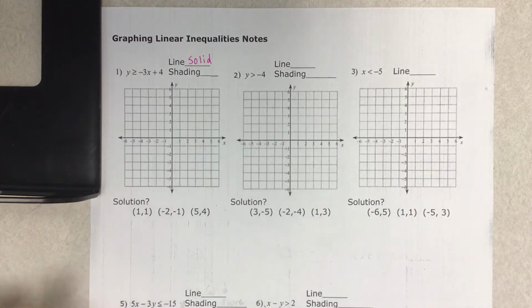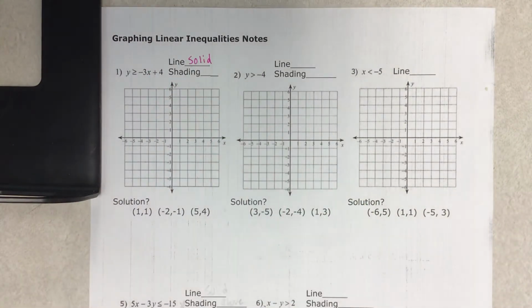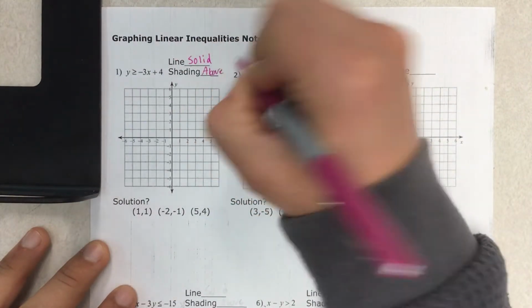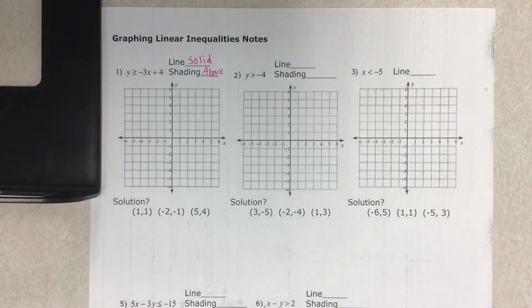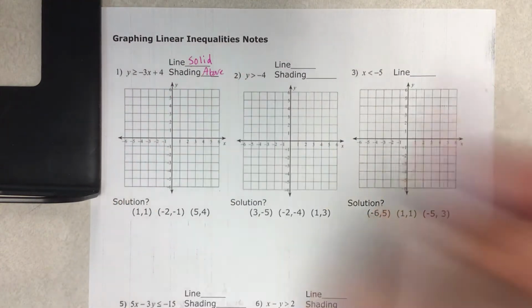And then as far as shading goes, again, this is greater than or equal to, so that lets me know that I'm going to be shading above. Okay, this was all in the last notes, so if you don't understand this, go back to the last notes, part 1. Okay, now we can start graphing. I'm going to go about this as if it were a regular equation. I'm going to start by graphing my y-intercept, which is positive 4.